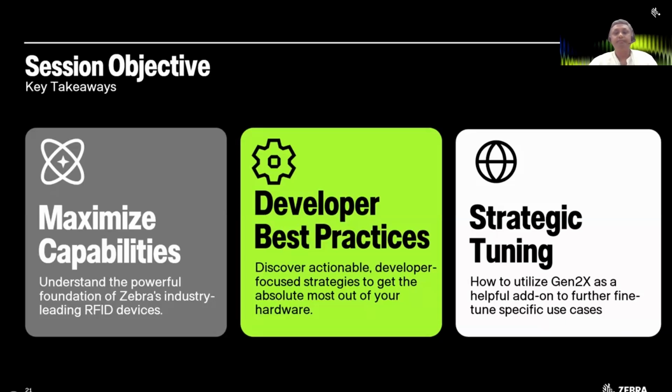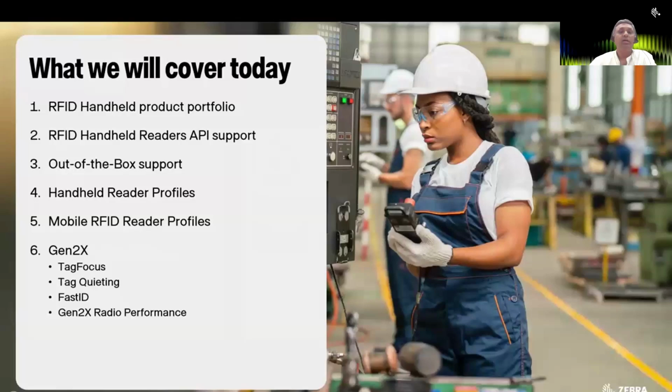Okay, let's run through what agenda items we will cover today. To begin with, let's understand the RFID handheld product portfolios. It's very important to understand this, so we know how we can apply configurations and tuning based on these. Then let's understand what API and SDK support is offered for all these handheld readers and the mobile computer readers.